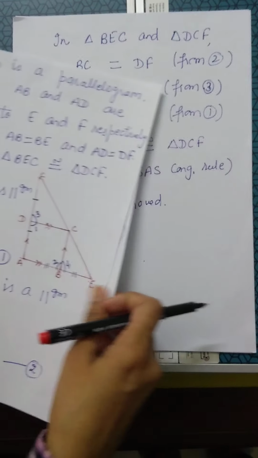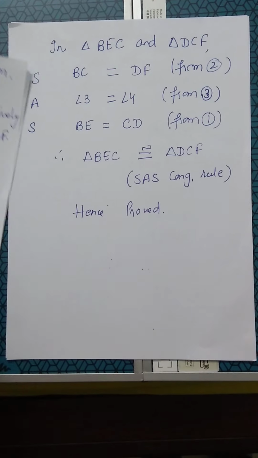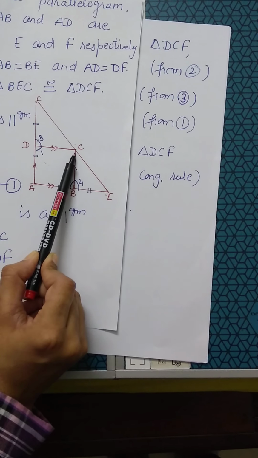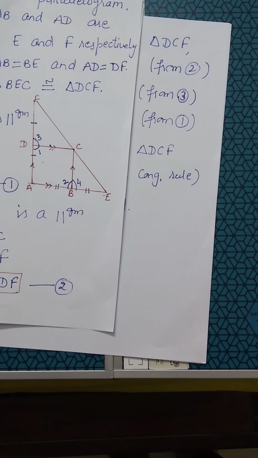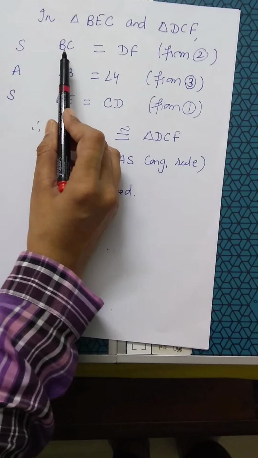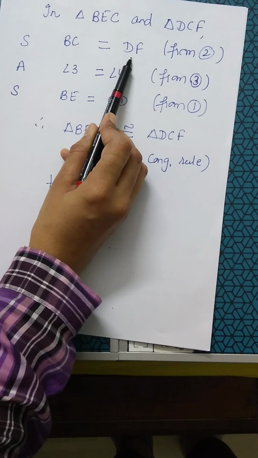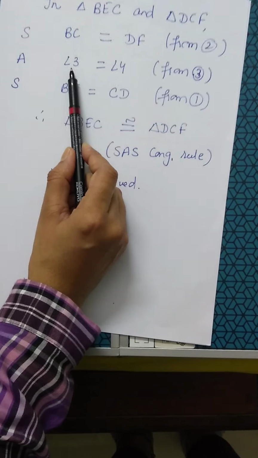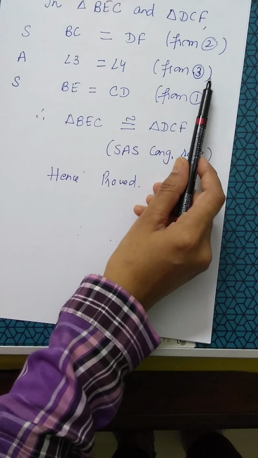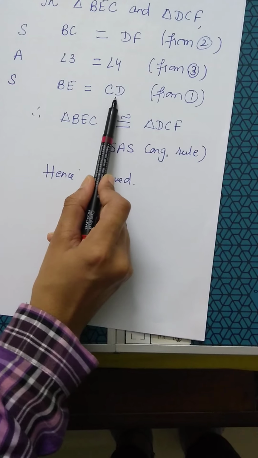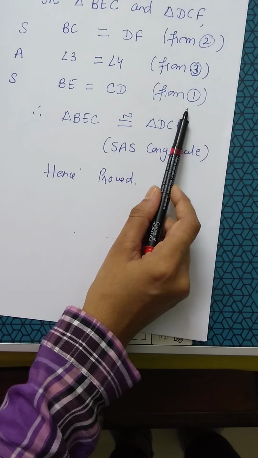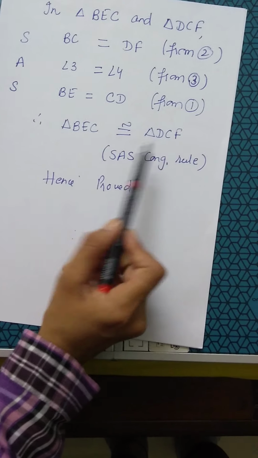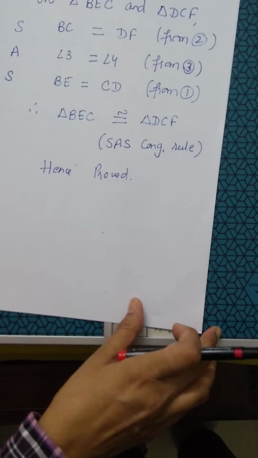Because we need to prove triangles are congruent, we'll take triangle BEC and triangle DCF. Side BC is equal to side DF. We've already proved it from equation number 2. Angle 3 is equal to angle 4, we have just proved. And BE is equal to CD from first. Therefore, triangle BEC is congruent to triangle DCF by SAS congruency rule, hence proved.